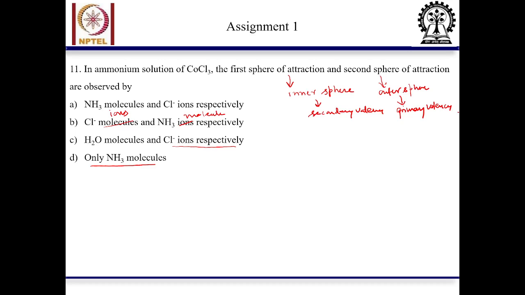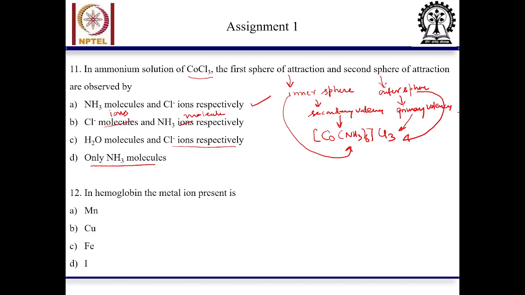So if we see cobalt chloride in ammonia solution, basically we have Co(NH3)6 Cl3. So this is your inner sphere, this is your outer sphere, or you can say secondary valency and primary valency. So the correct option is A.